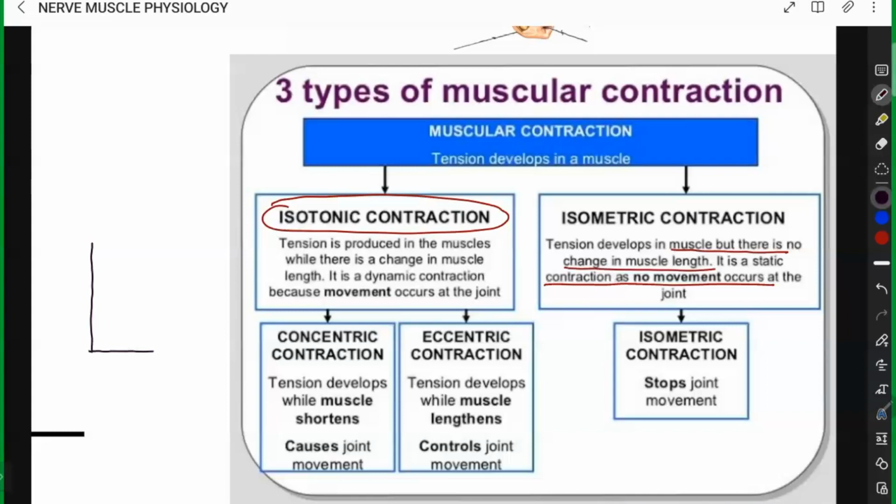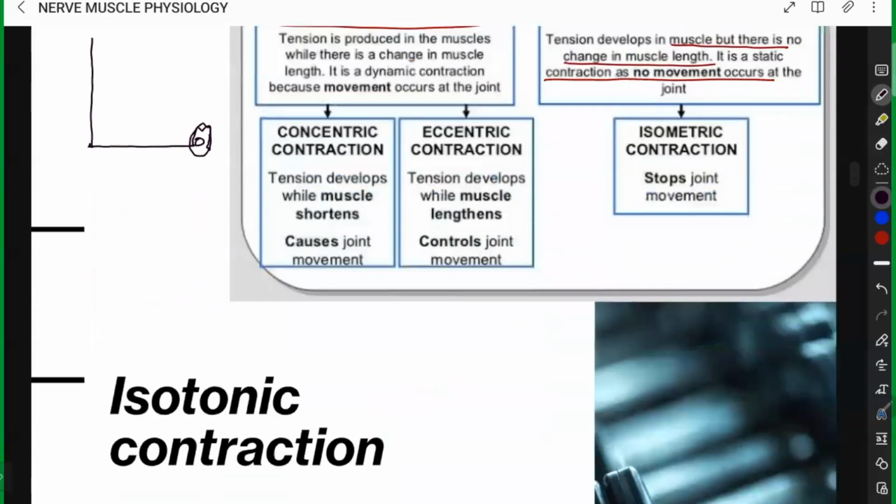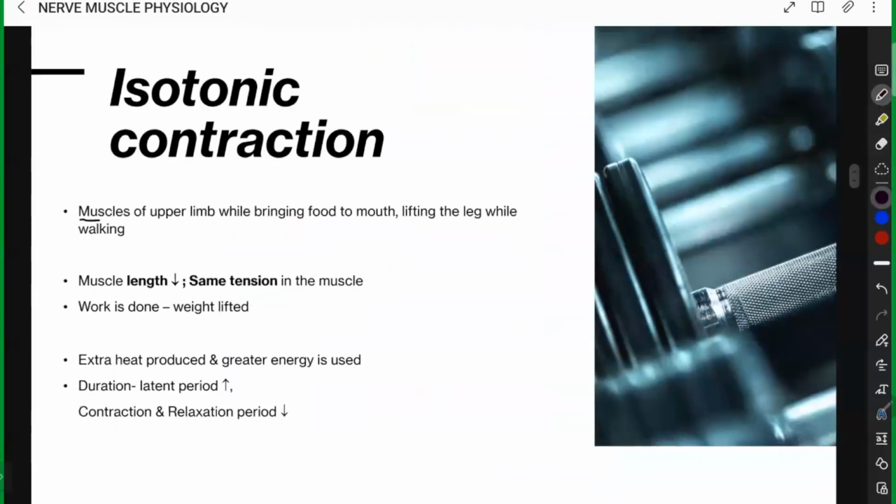This is your forearm, your elbow. You're going to hold a dumbbell in your hand like this. But remember, you hold the dumbbell, and there is no increase or decrease in the muscle length. It's going to remain constant. But there is a contraction, and that is called isometric contraction. Clear?